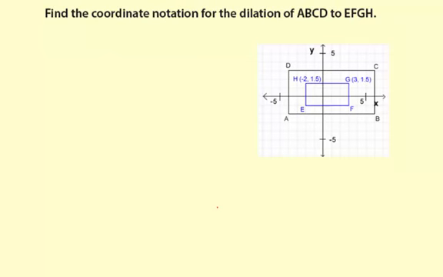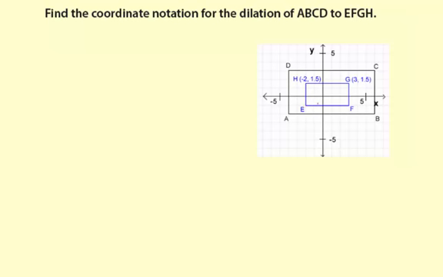Find the coordinate notation for the dilation of ABCD to EFGH. So it looks like a reduction. A maps to E, B to F, C to G, D to H. So that means the scale factor should be less than 1.